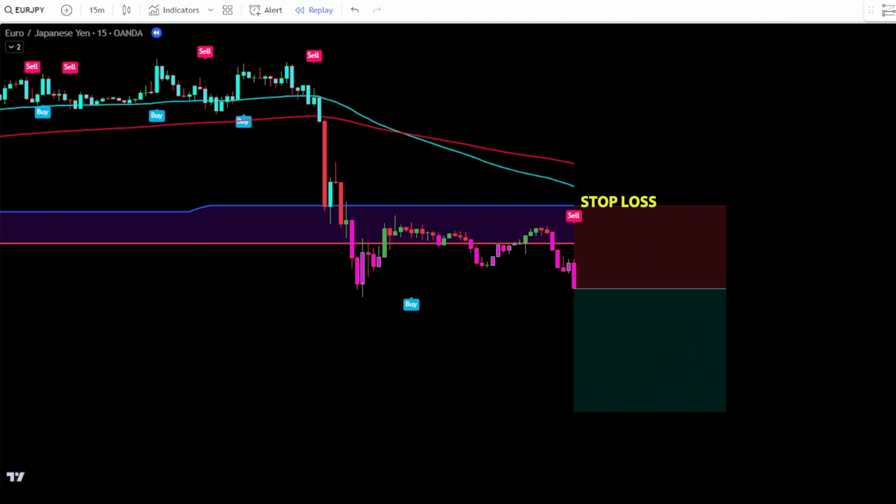Set your stop loss at the highest optimized trend tracker line. Use a take profit target with a risk to reward ratio of 1 to 1.5.